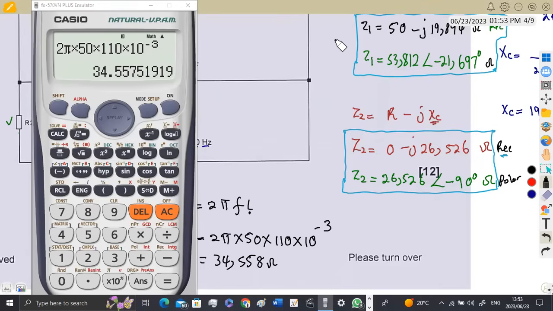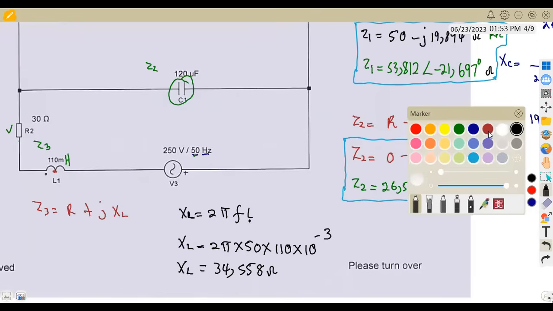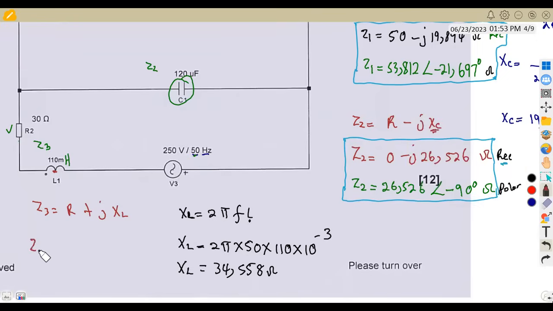All right, so this will be our XL, meaning to say we are going to have our Z3 at the end as Z3 is equal to the resistance that we are referring to, which is 30 ohms. So that is 30 plus jXL, our XL, the one that we got from our calculator, which is 34.558. So this is what we have for Z3 in ohms.